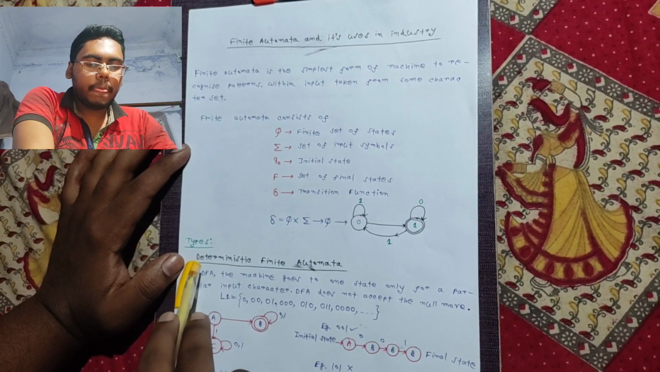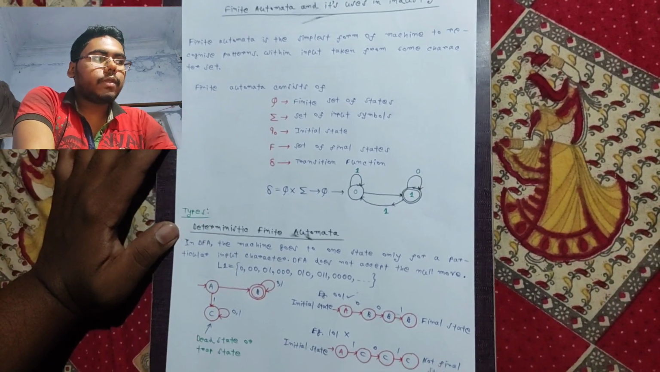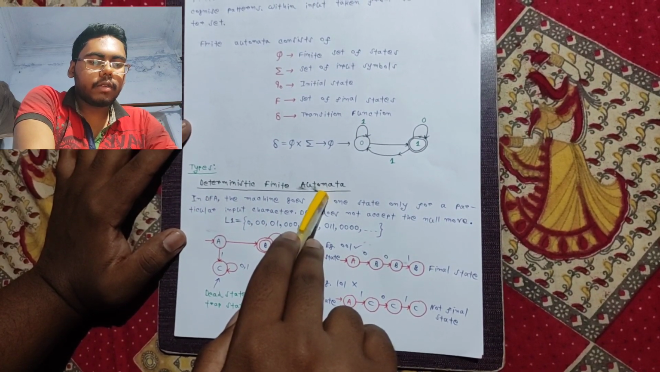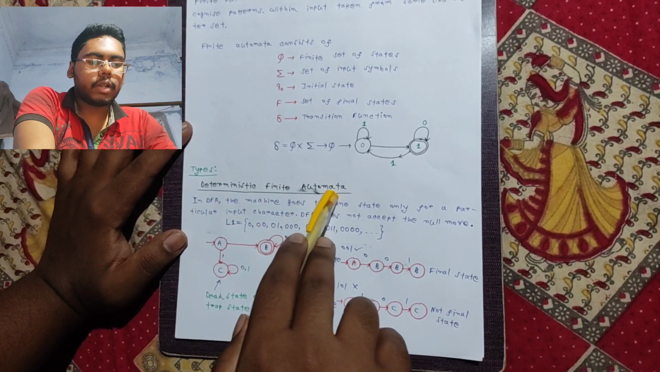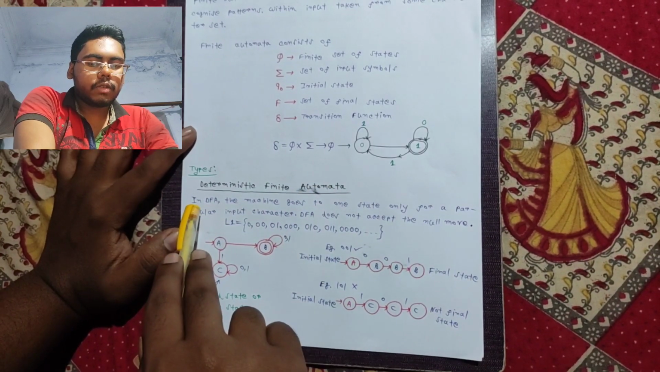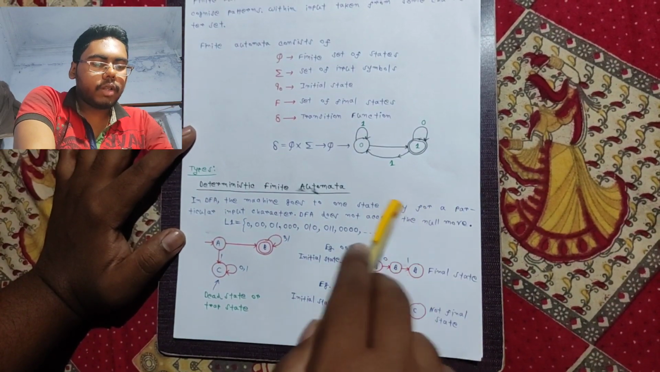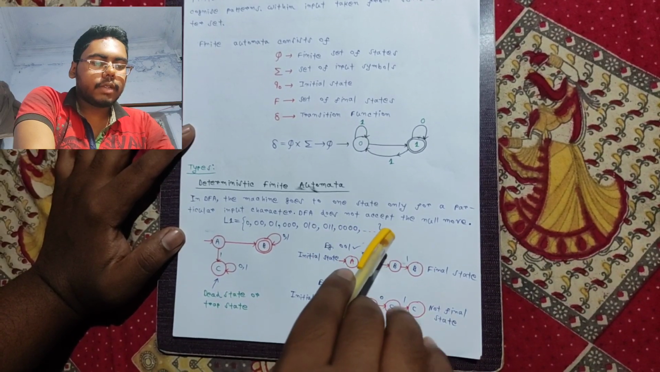Now we have to know about the types of finite automata. The types of finite automata are deterministic finite automata and non-deterministic finite automata. At first, the deterministic finite automata or DFA. In DFA, the machine goes to one state only for a particular input character. DFA does not accept the null move.